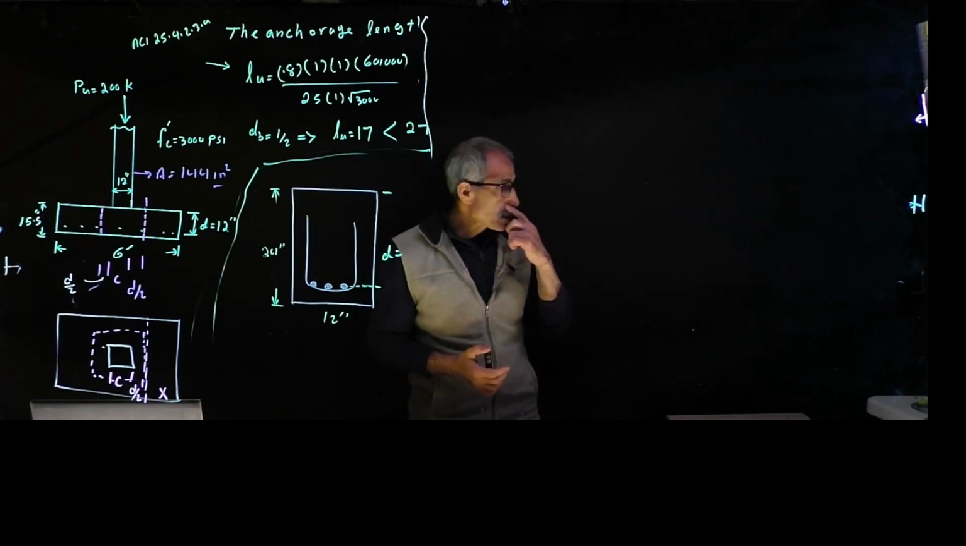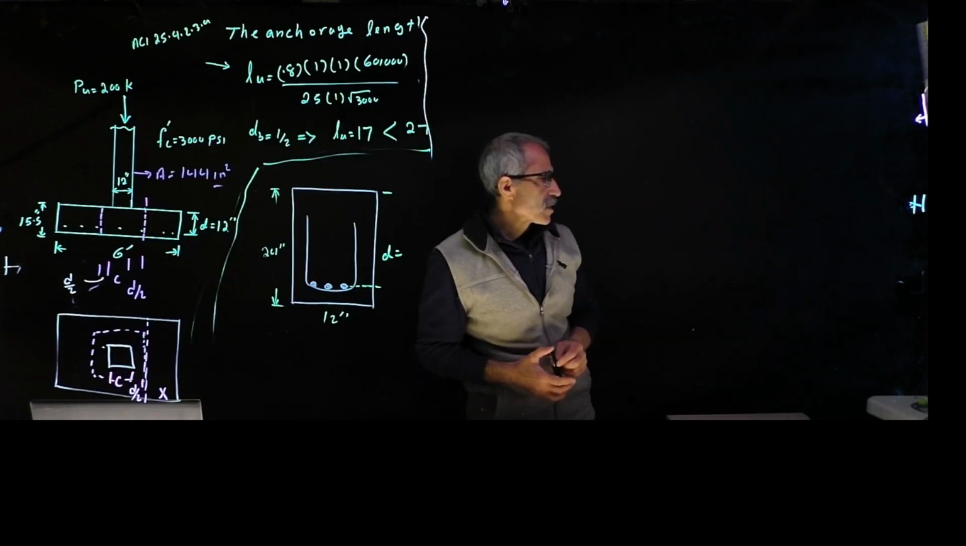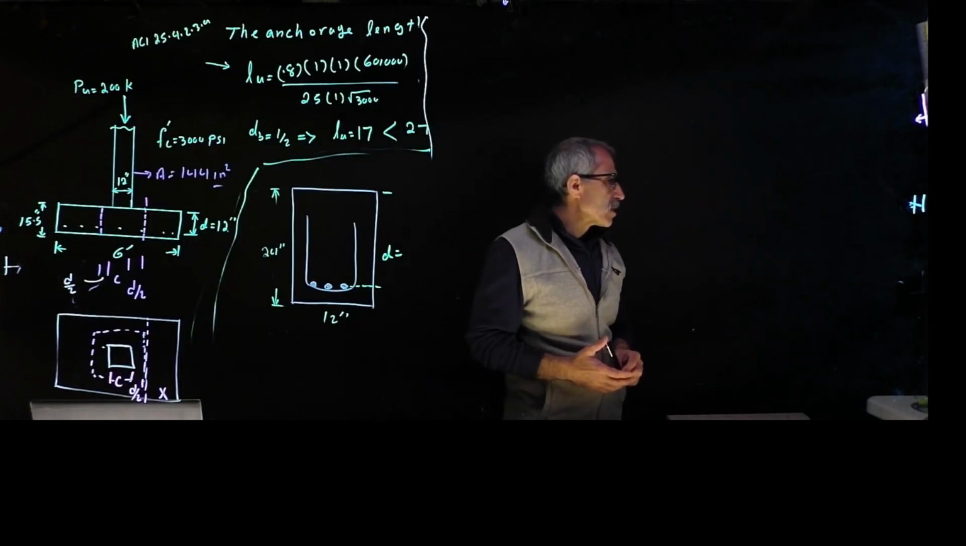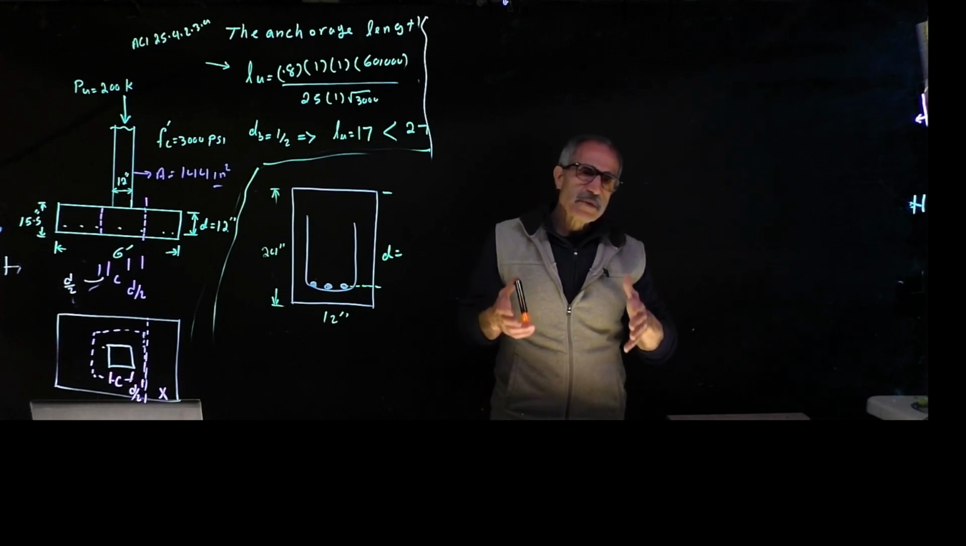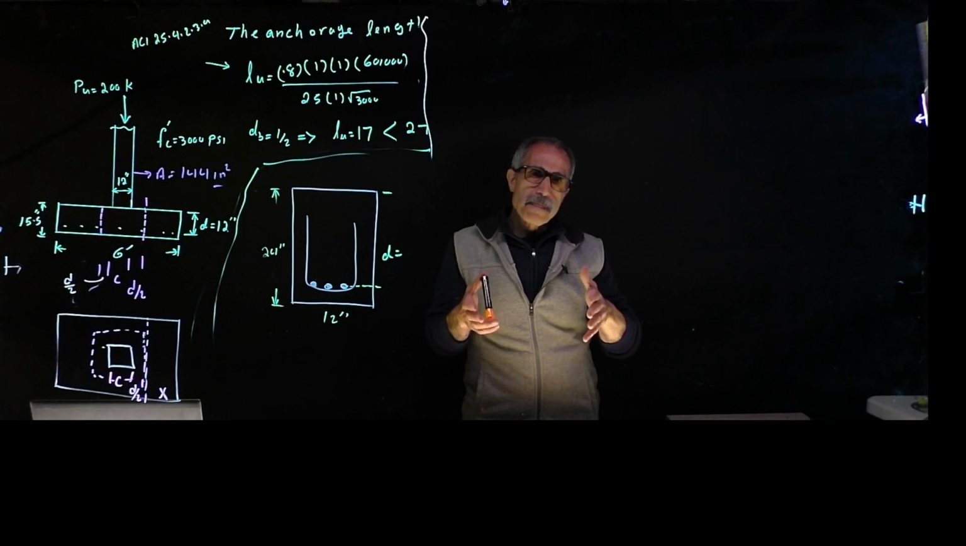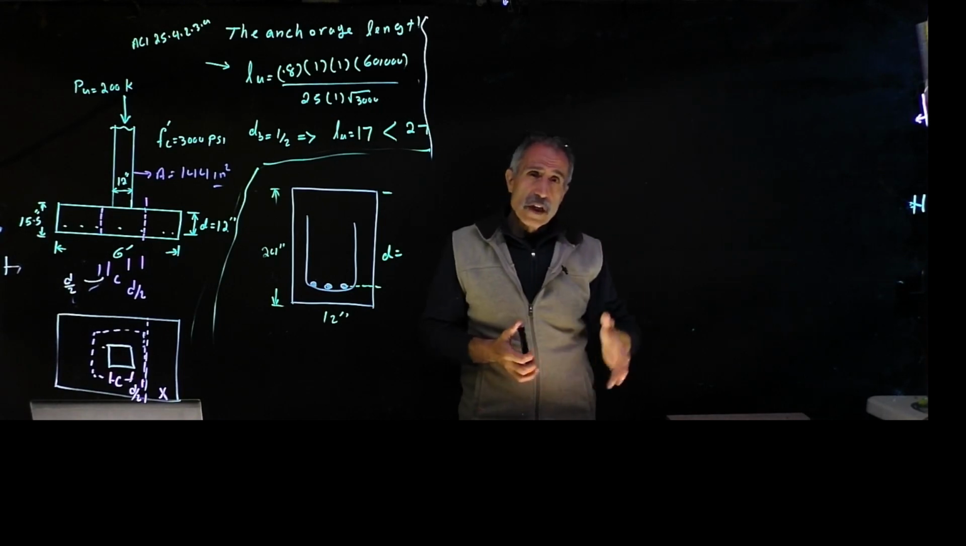Let's look at the next problem. This next problem says an interior column beam for an enclosed frame structure has a shape, as you can see on the screen, as shown. The concrete is 5,000 psi concrete. The steel is 60,000 psi. And what is the nominal moment capacity of this section? I'm going to explain this step by step. It really should take you less than a minute to do this problem if you know the equation.